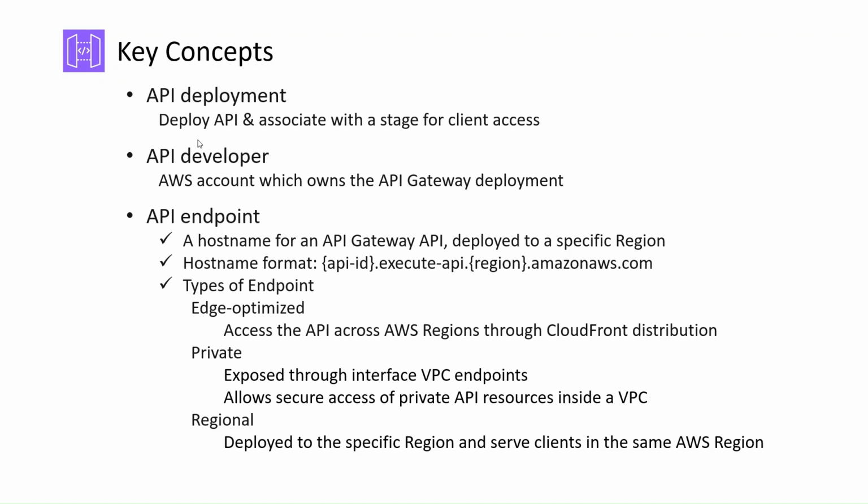Next, private API endpoint. An API endpoint that is exposed through interface VPC endpoints. It allows API consumers to securely access private API resources inside a VPC. Private APIs are not accessible from the public internet and can only be accessed using VPC endpoints. Next, regional API endpoint. Regional API endpoint is the host name of an API that is deployed to the specific region and intended to serve clients such as EC2 instances in the same AWS region.